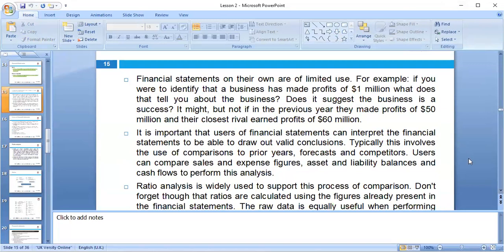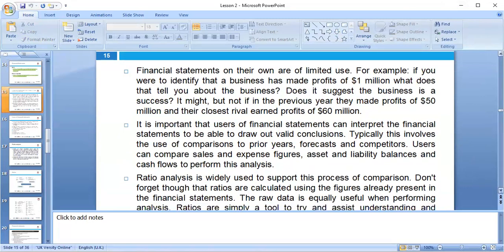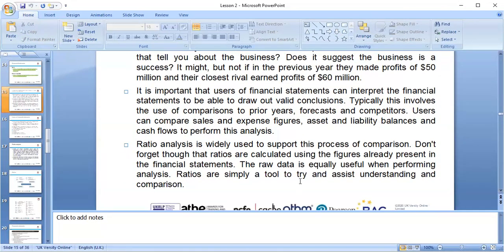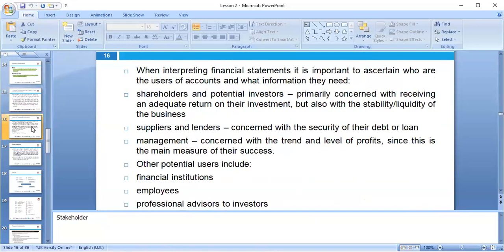We can compare with the industry averages, and then we can draw who performs better, who has more market share and best performance and efficiency. Ratio analysis is widely used to support the process of comparison. Don't forget, we can look around other things as well. Really, the financial raw data is equally useful when performing analysis. Ratios are simply a tool to assist in understanding the comparison. Okay, so that's what we look at when we interpret the financial statements.